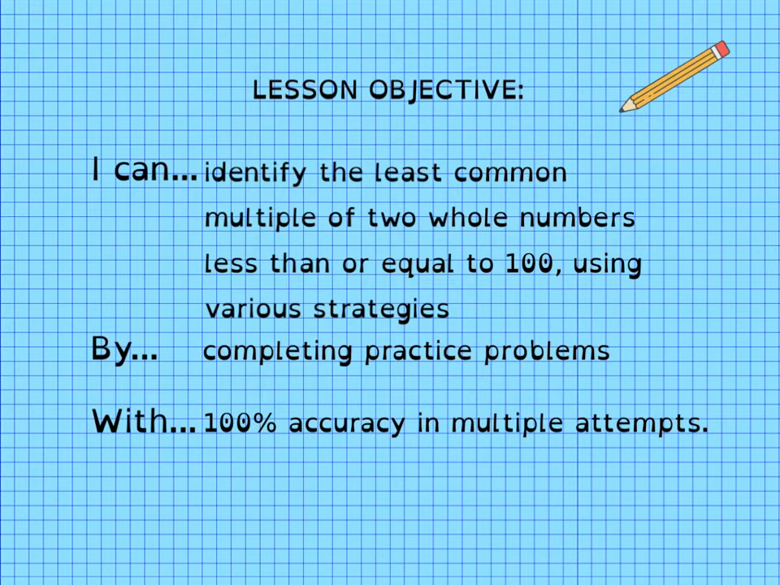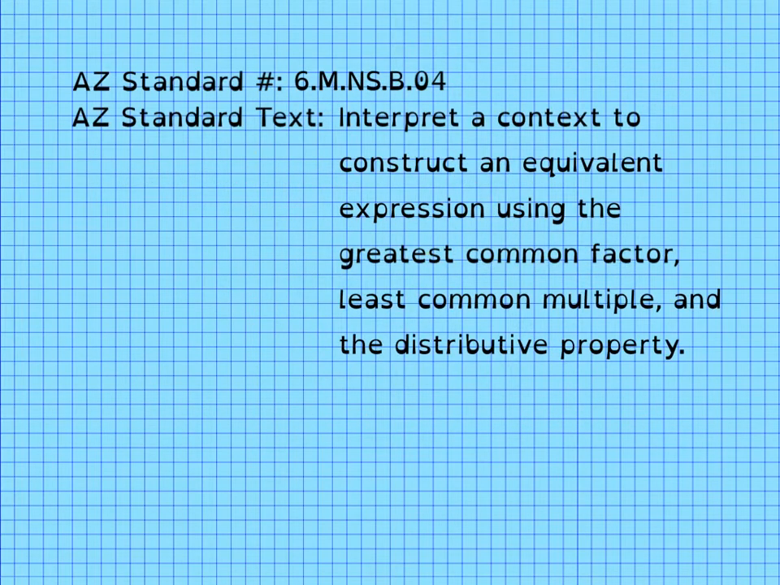Pause again while you write today's lesson objective in your ISN. Today's objective is, I can identify the least common multiple of two whole numbers less than or equal to 100 using various strategies by completing practice problems with 100% accuracy in multiple attempts. The Arizona State standard that we'll be working on today is interpret a context to construct an equivalent expression using the greatest common factor, least common multiple, and the distributive property.